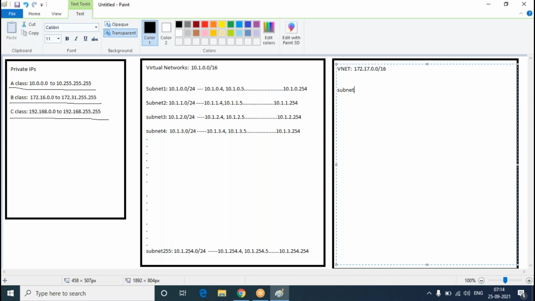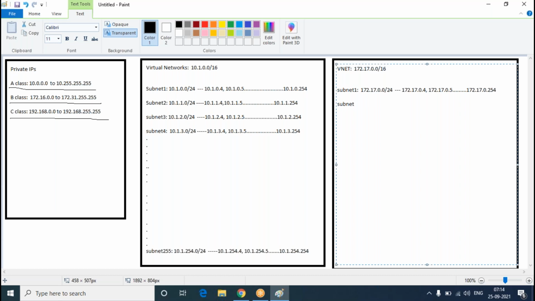What is the first subnet? Can anyone tell? Subnet 1 from the above network. 172.17.0.0. It starts from 0, right? Yes, so /24. Again, this will give the IPs 172.17.0.4. This is the first IP in that subnet. 172.17.0.5 is the next IP. And then 172.17.0.254. This is the last IP in that subnet.